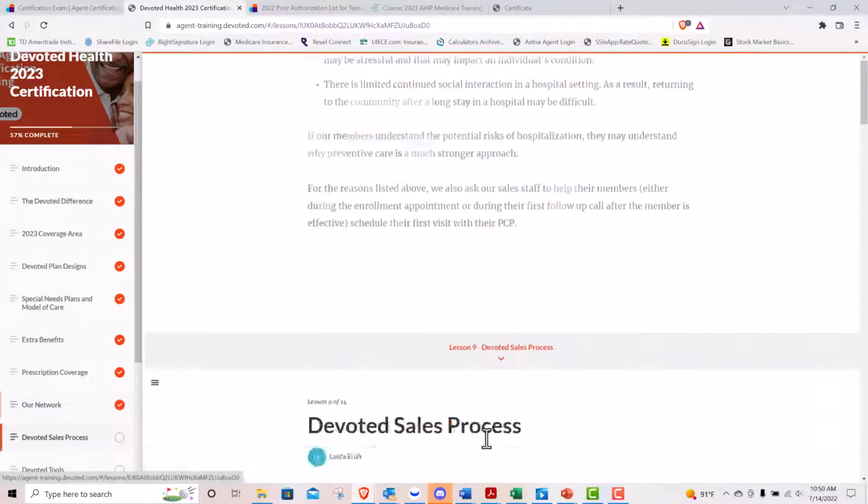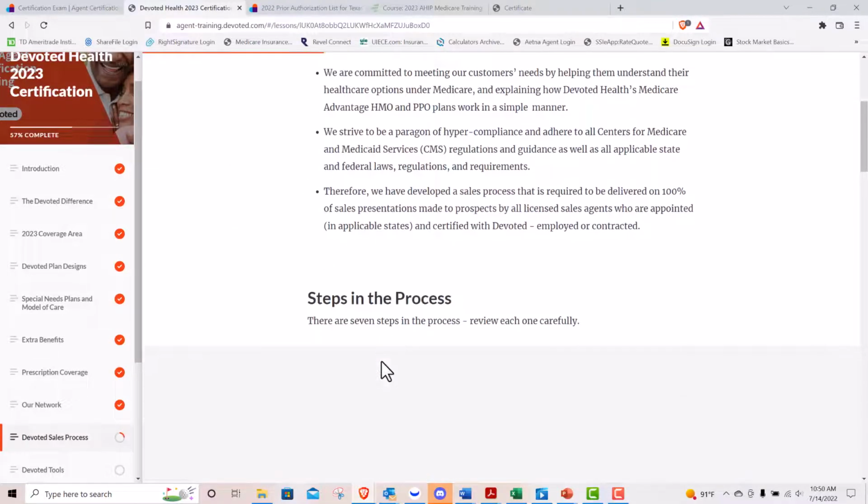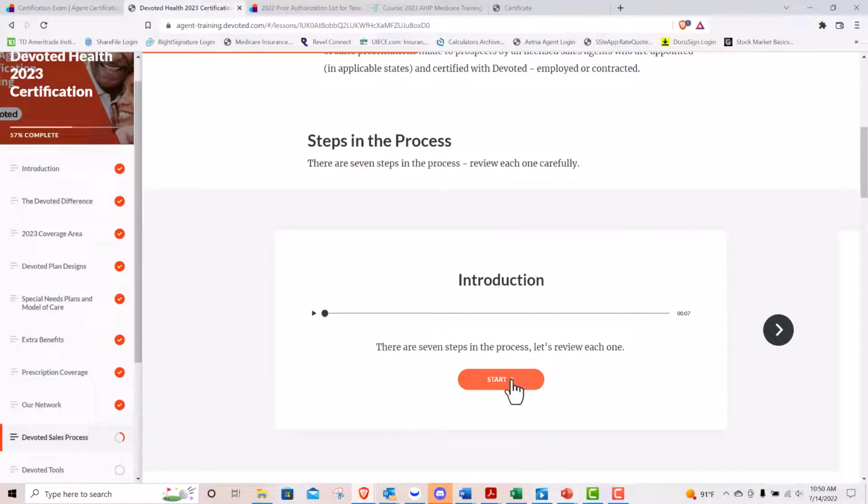All right, let's check out the Devoted sales process. How to conduct a compliant sales presentation. Of course, we have to do the same as all, but let's see what these 7 steps are. So there's 7 steps, and let's review each one. Just 7. I have like 13 on mine, I think.